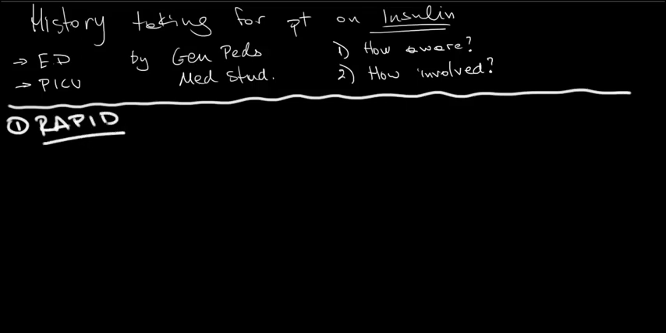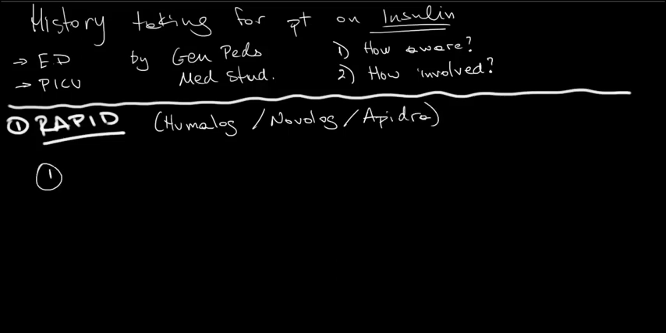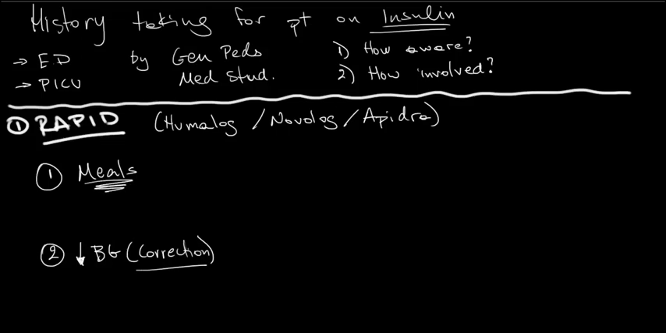The patients locally here use three types of insulins that are rapid acting and they're interchangeable: Humalog, Novolog, or Apidra. All three are given for two reasons. One, to cover a meal, and two, to reduce blood sugar. This is commonly referred to as corrections. However, sometimes we ask what's your correction and the patient actually gives a meal answer.